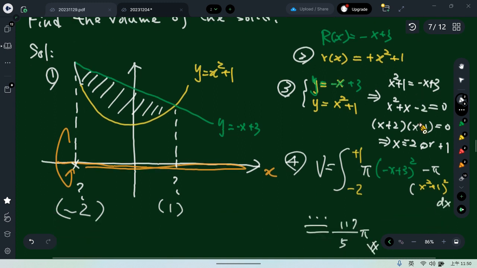Okay. So there are 4 steps. The first step, try to draw the picture by yourself based on the description. The second part is you need to make sure which one is the outer one, which is the inner one, right? Then make sure the 2 endpoints, the 2 limits for the integral. You need to set these 2 equations equal to get the intersection. Then finally put them together to get the integral and take it.